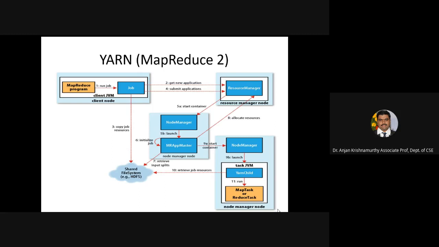When you type the command JPS in case of MapReduce 2.0, you will not see 4 processes here. Rather, you will see 7 processes. What are those? Name node, secondary name node, data node, job tracker, task tracker, YARN resource manager, YARN node manager. These are the 7 processes that you will see when the job is under execution, right?